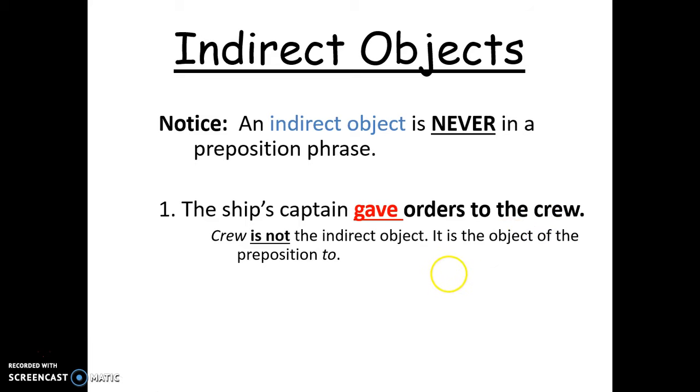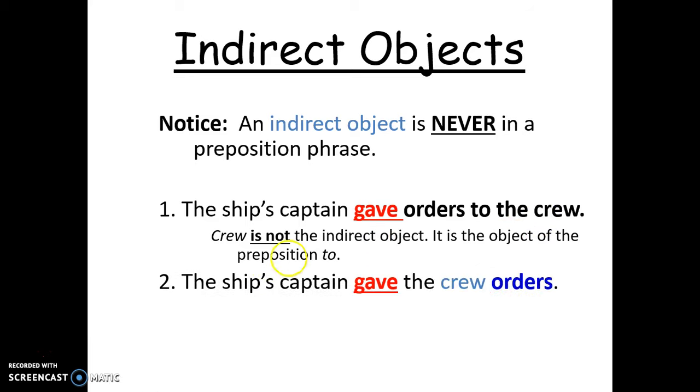But I can make it one just by moving my sentence around a little bit. The ship's captain gave the crew orders. Now I've got my action verb gave. What did he give? Orders. Orders would be my direct object. To whom did he give the orders? The crew. So there is your indirect object. See how that works? Crew is the indirect object.